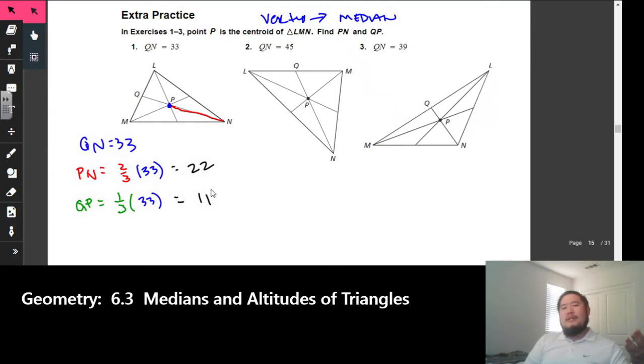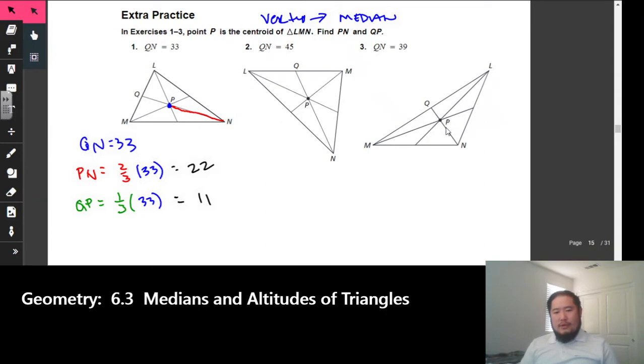But remember, it's important to know these two equations, because if they just ask you to find the 1/3 piece and all you know is the equation to find the 2/3 segment, then you'll have to do two steps. But if you know 1/3 of the entire thing is the smaller segment, then you can just go ahead and use that. So let's take a look. Let's say number 3. We'll do the same thing.